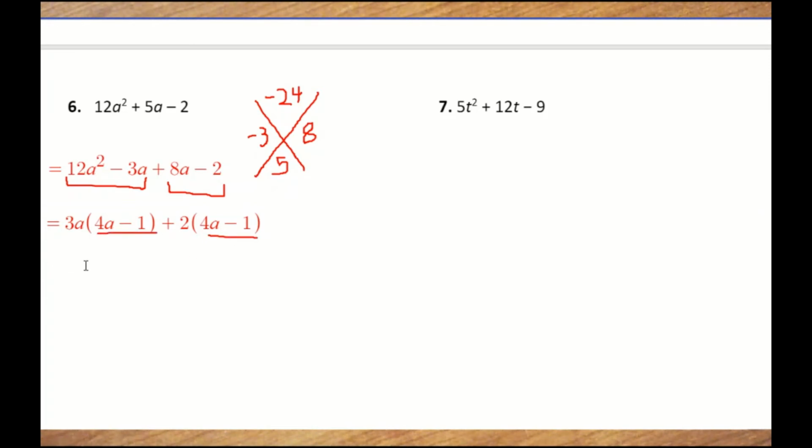So now we can write our final answer, which is going to be the first factors, that one that we see duplicated there, the 4a minus 1, and then we find the sum of the GCFs that we factored out, which is 3a plus 2, and now we've got two factors whose product is the original expression.